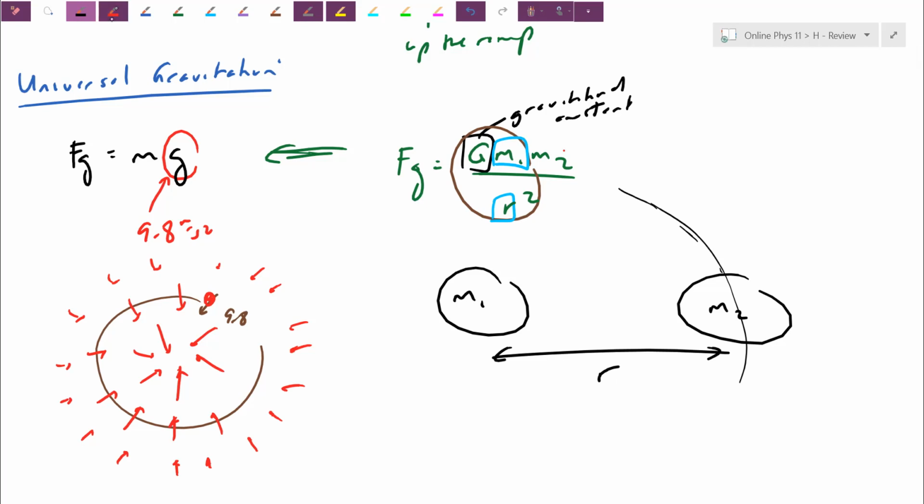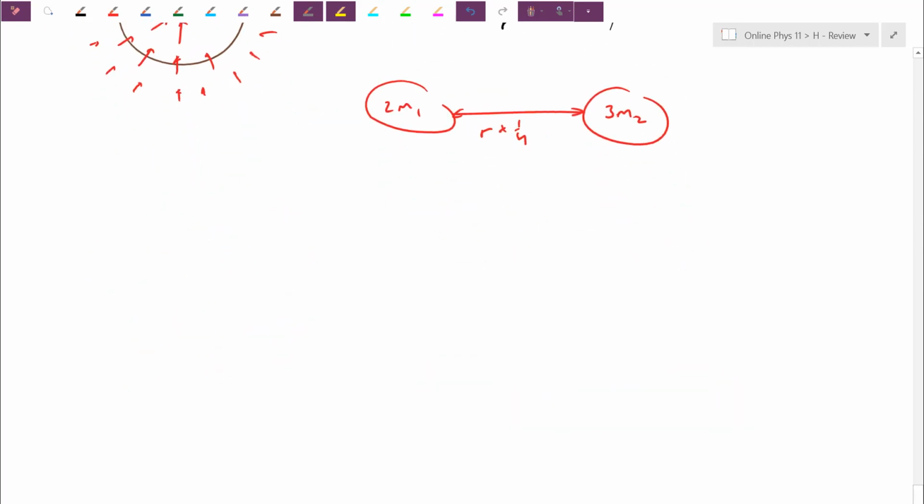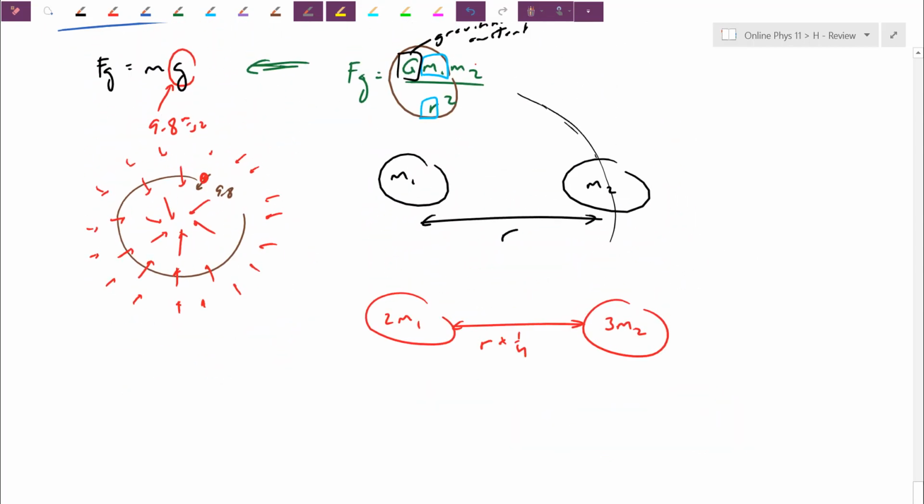They can also ask you to do it by ratio. What if I doubled the size of m1? What if I tripled the size of m2? And what if I made the r here, let's make r a quarter of what it was. Right, so I actually pull it in closer. Well, in this situation, you're going to still try to do this formula. Fg is G m1 m2 over r squared, you just try to punch through your changes.